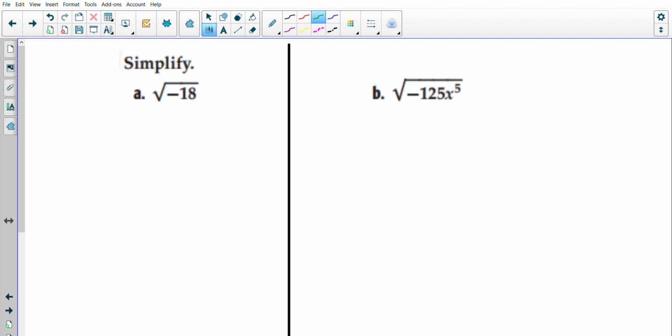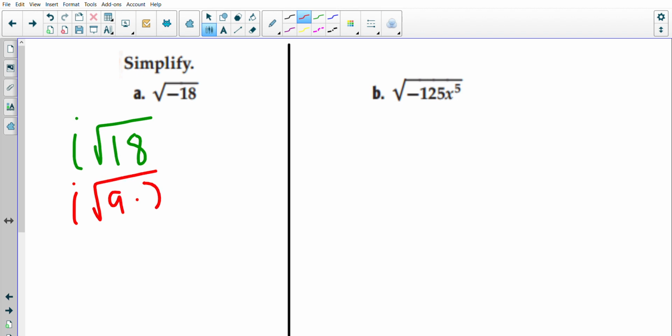Here we have the square root of negative 18. I see that negative, so I'm going to get rid of it and rewrite it as i times the square root of 18. Now I'm going to work with 18. So now I have i times the square root of 9 times 2, split that. Now the square root of 9 is just 3. So I get 3i times the square root of 2.